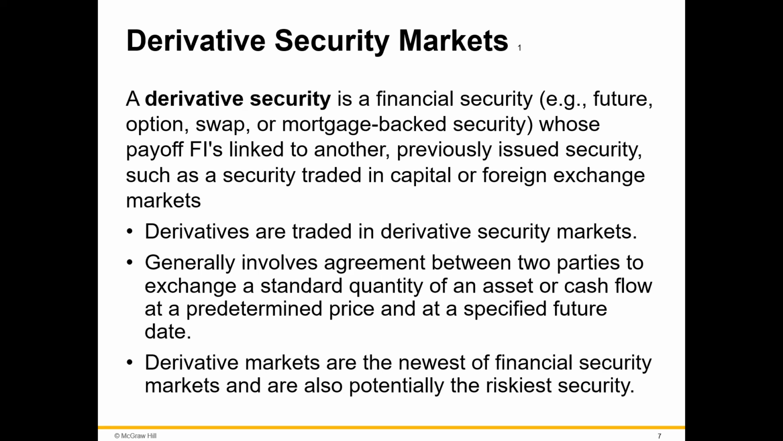Derivatives are traded in derivative security markets. In the United States, the big one is in Chicago. Trading generally involves agreeing between two parties to exchange a standard quantity of an asset or cash flow at a predetermined price and at a specified future date.